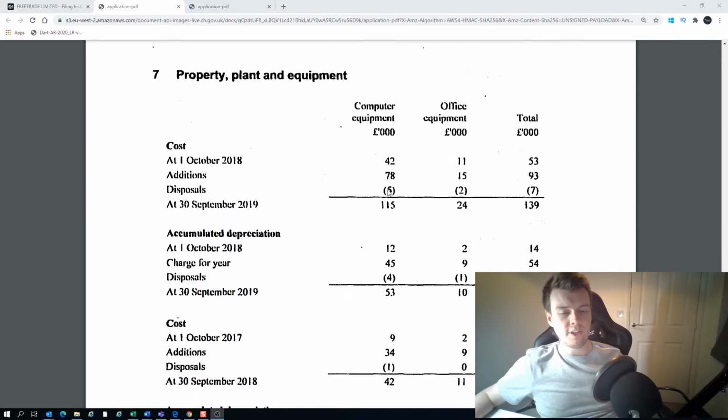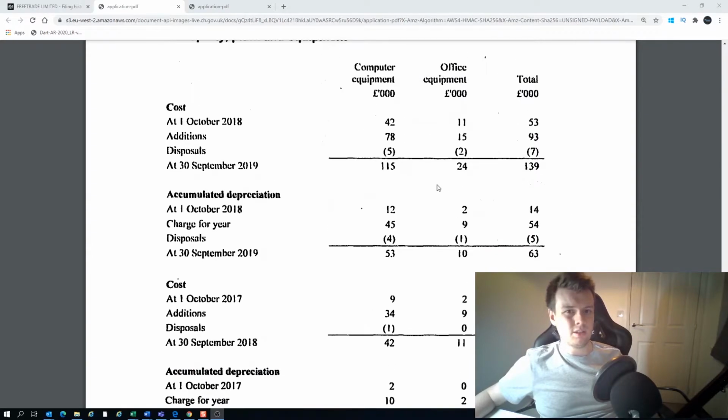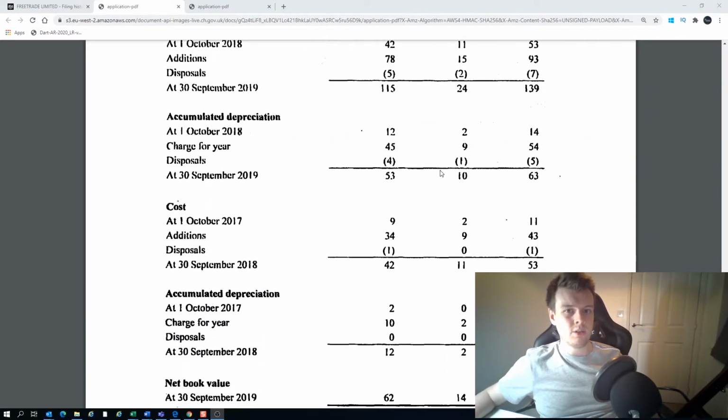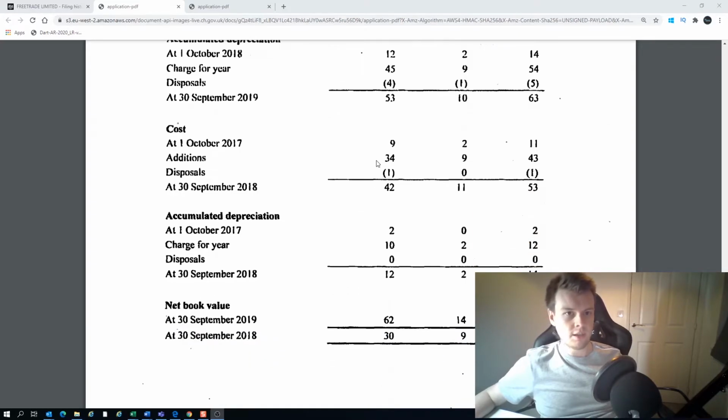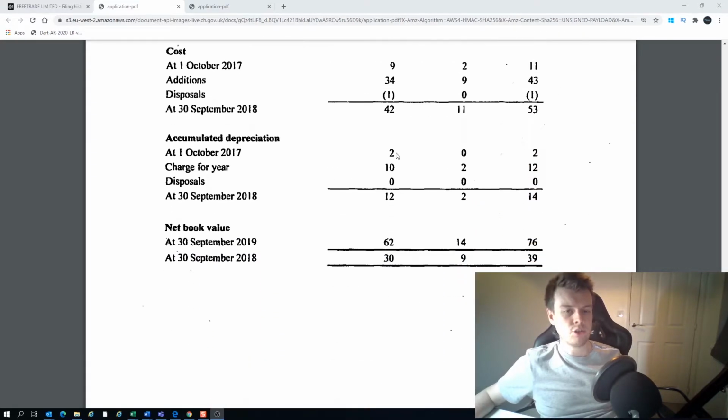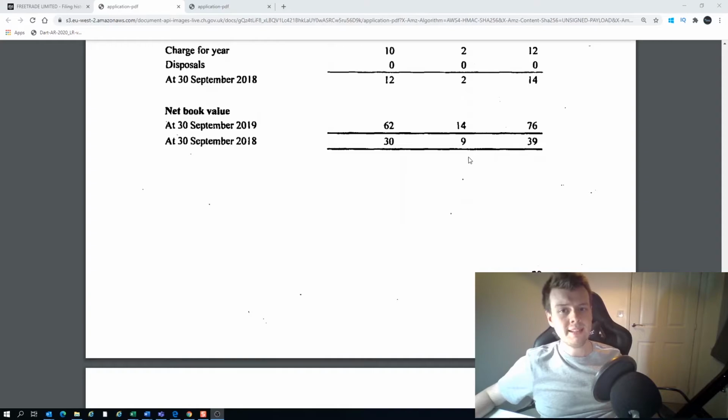You've then got your fixed assets, which is property, plant and equipment. They've split that into two categories: computer equipment, office equipment. And yeah, there's not much really to talk about here. They've obviously spent a reasonable amount on these. You have what's called depreciation, which reduces the balance, and the movement in depreciation gets posted to your profit and loss as a charge, so it goes against your revenue. And yeah, we can see that obviously that balance has increased year on year.